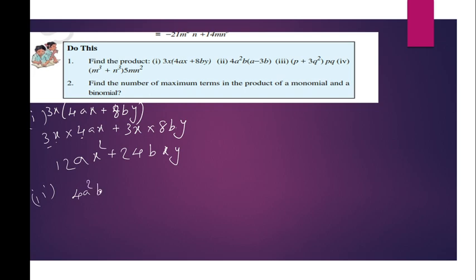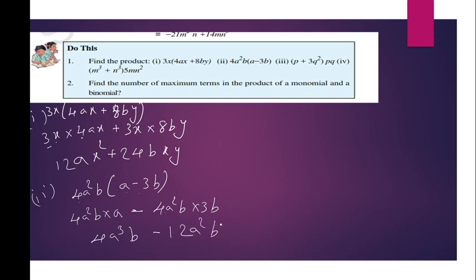4a square b into a minus 3b. Now multiply this inside, 4a square b into a, minus 4a square b into 3b. So 4a square b into a is 4a cube b minus 4 3s are 12, a square b square. So this is the second one.